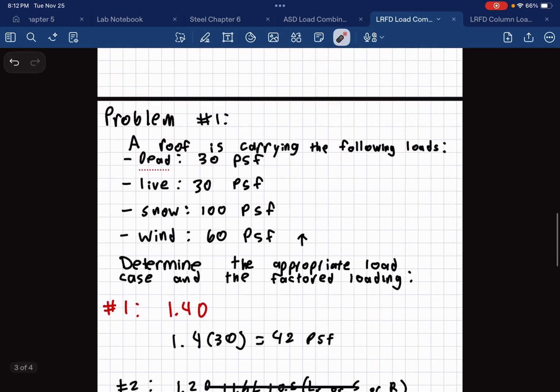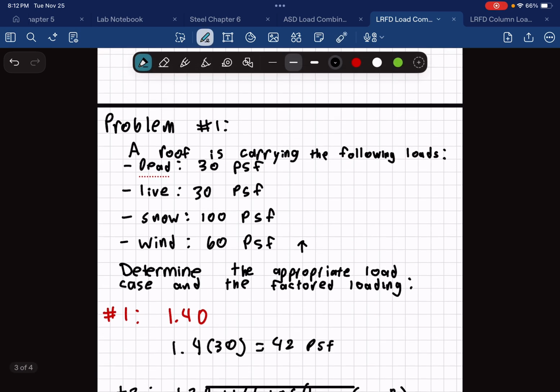These are different, okay? So when we're talking about a live roof load, L is not equal to LR. In this case, since it says it's a roof, we know that we're talking about a live roof load here. But a floor load is slightly different because of how it interacts with other parts of the building.